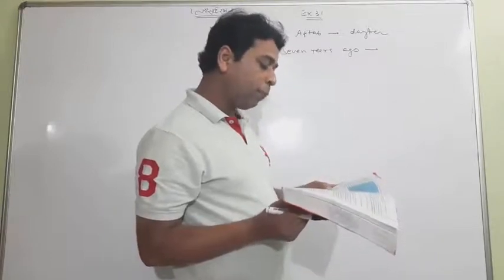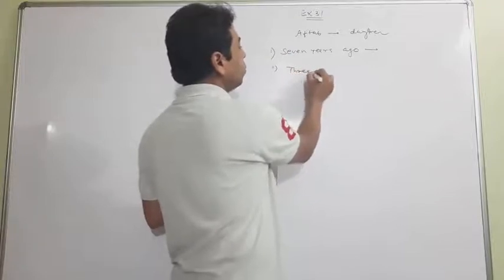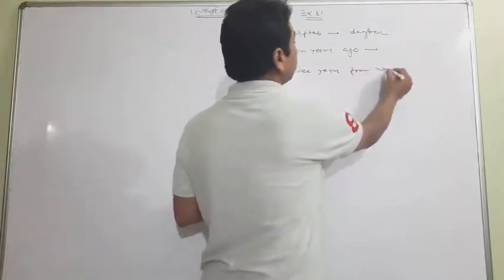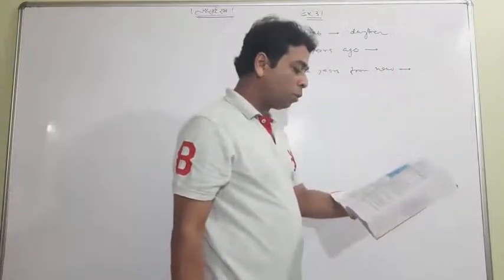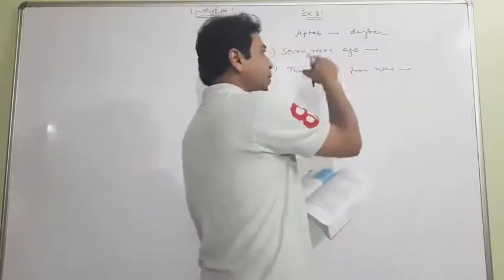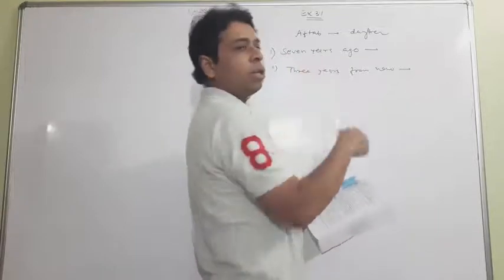Also, 3 years from now, two conditions we are having. 3 years from now, I shall be 3 times as old as you will be. Meaning we have to face two conditions. First, 7 years back, and second, 3 years after.